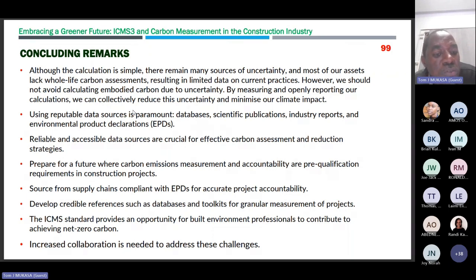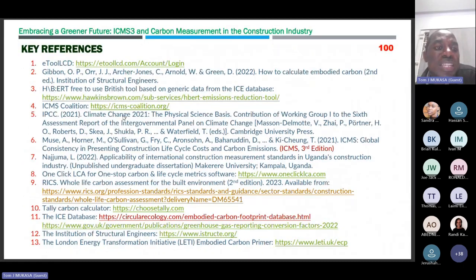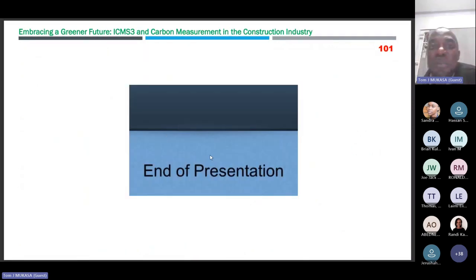We need to source from supply chains which are compliant with EPDs. We need to develop credible references like databases and toolkits. A lot of these are available free online, but they are mainly not from here. So the ICMS standard provides us an opportunity to build our strategy towards net zero carbon by measuring what we are doing. And we shall need a lot of increased collaboration to address the current challenges. So that is what I have, and a lot of references here that I've consulted to put this up. Thank you for listening to my monologue.